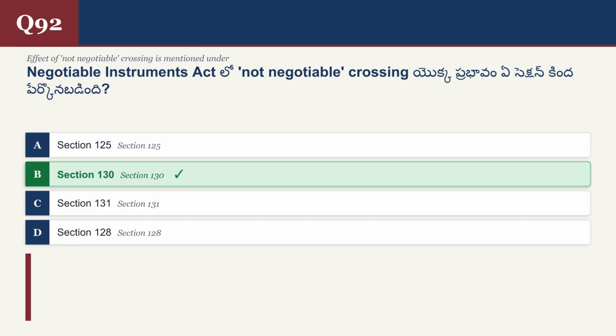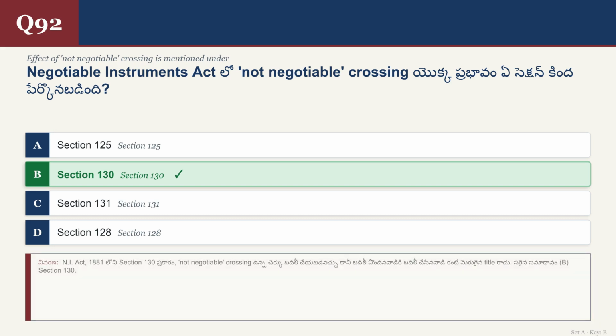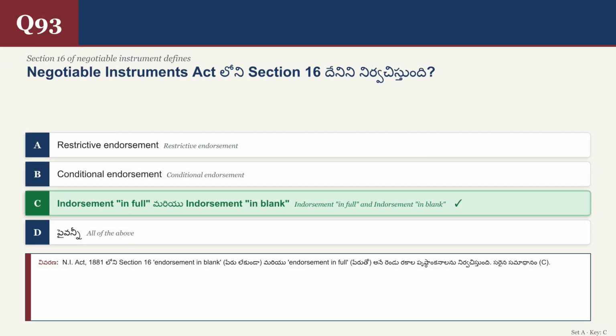This means that a check with not negotiable crossing can be transferred, but the transferee does not acquire a better title than the transferor. The correct answer is B, Section 130. Section 16 of the Negotiable Instruments Act 1881 defines the two types of endorsements: endorsement in blank without naming the endorsee, and endorsement in full with the name of the endorsee. Thus, the correct option is C, endorsement in full, and endorsement in blank.